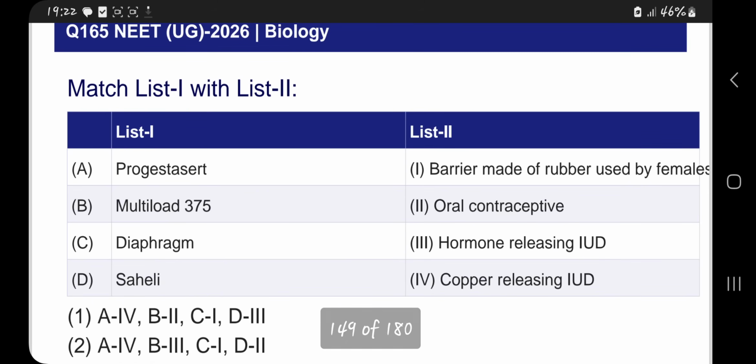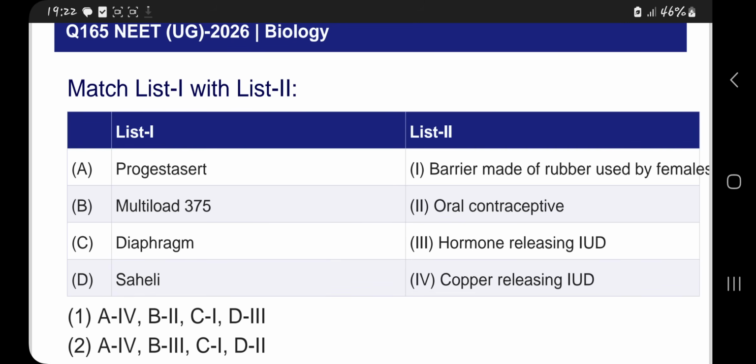Progesterone, it's an oral contraceptive. Multi-load 375, hormone releasing. Progesterone... Saheli is oral contraceptive. So progesterone is copper releasing IUD.